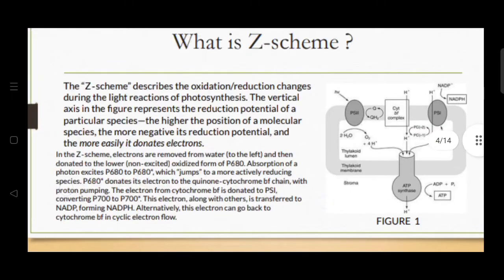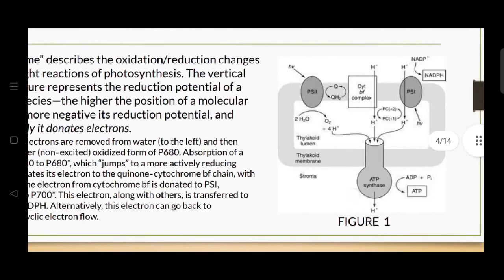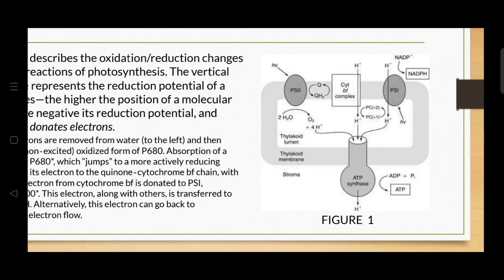Here is the diagram. The Z scheme is an energy diagram for electron transfer in the light reaction of plant photosynthesis. It applies equally well to photosynthesis by algae and cyanobacteria.